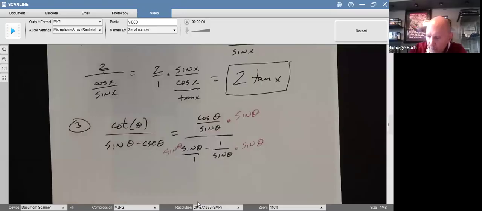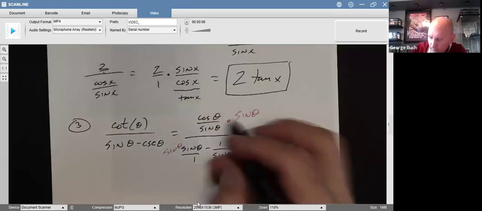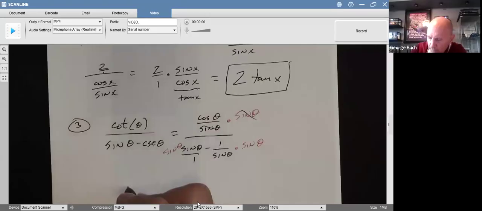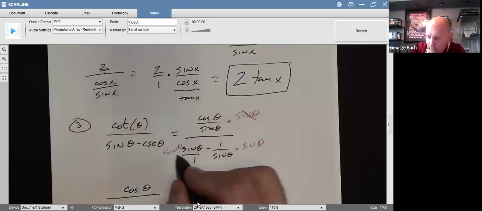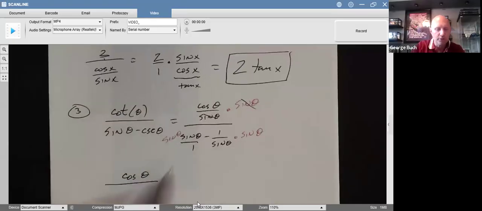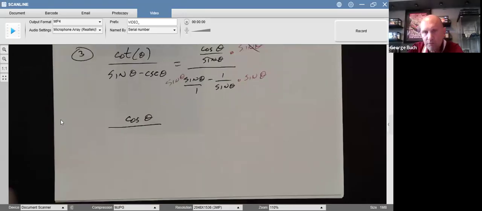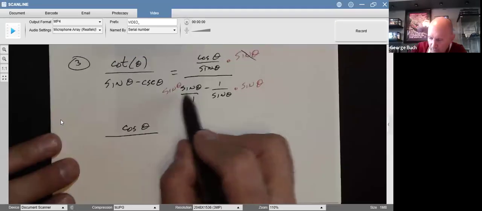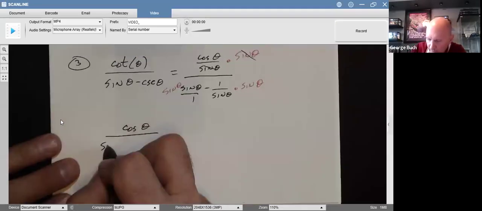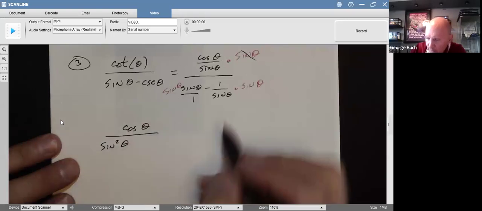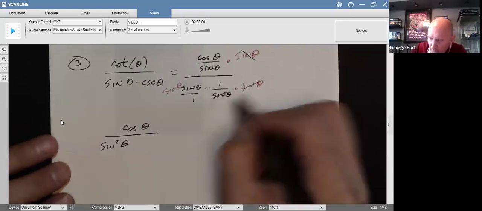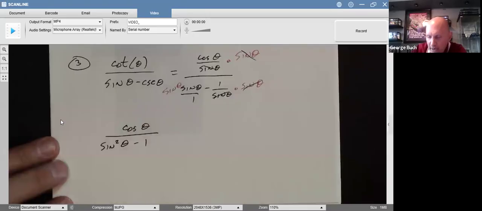So when I do that in the top here, the signs cancel out, so I get cosine of theta. Down here, I have sine of theta times sine of theta, which is sine squared of theta. And then sine cancels out, so minus 1. Now be careful here.